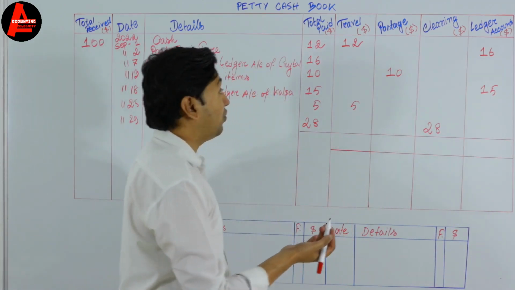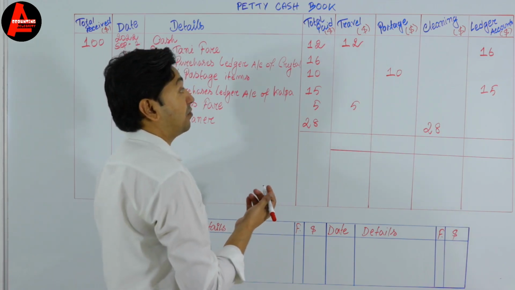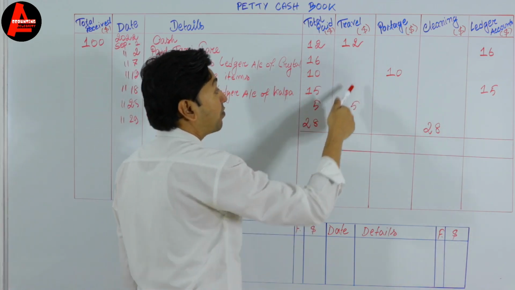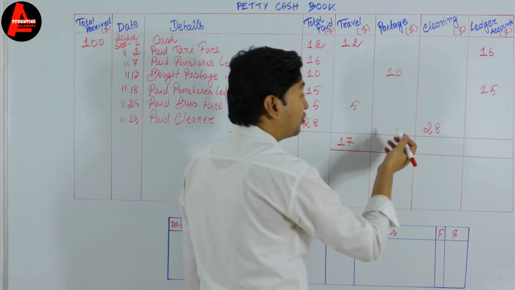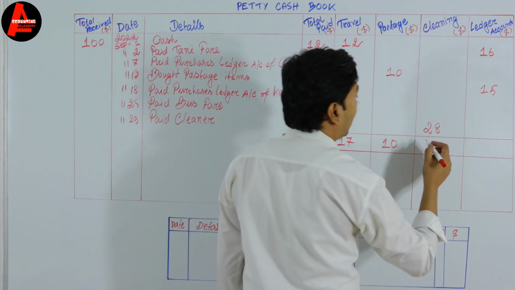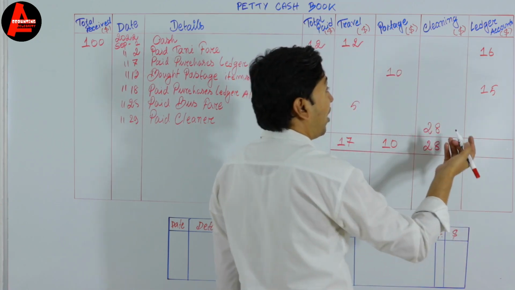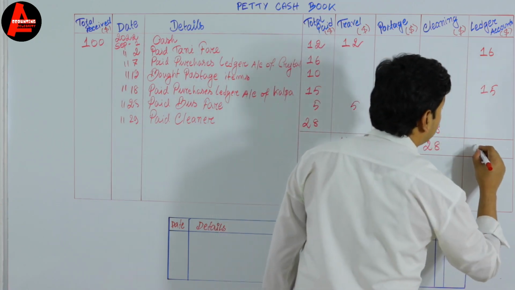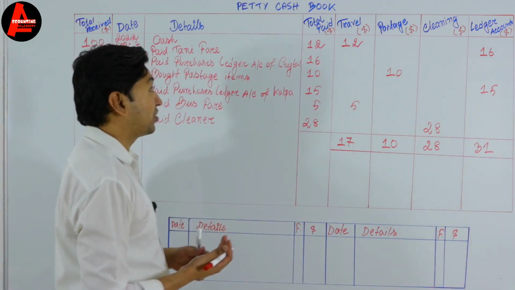So now we will sum up, we'll check the totals of each of the columns. So here we have 12 plus 5 equal to 17. Here we have only one amount, $10, so let us write here 10. Here we have only one amount, $28, so we'll write here 28. Here we have 15 plus 16 equal to 31. Okay, so these are our totals.